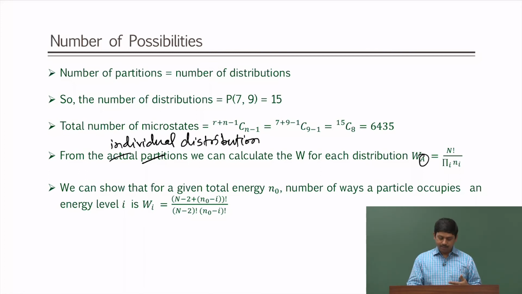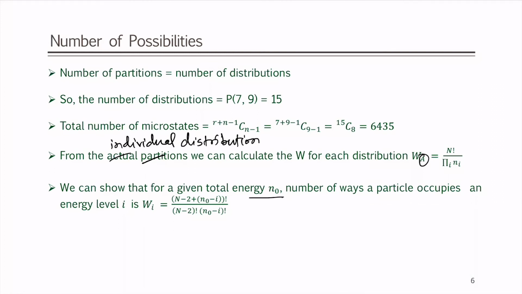In order to calculate that, let us say the total units of energy is N0, and I can take out i units of energy and give it to one particle. So, I am left with N0 minus i amount of energy, and I am left with N minus 1 particles. Earlier I had N0 amount of energy and N particles. I have given i amount of energy to one particle. So, my energy units reduce by i and my number of particles reduces by 1.